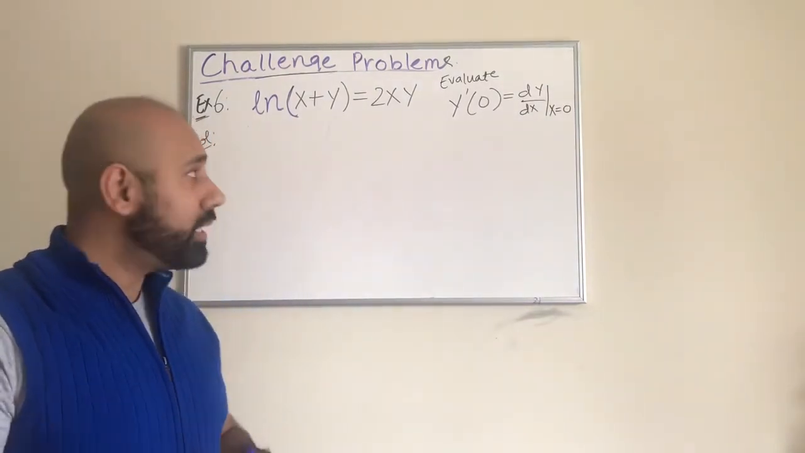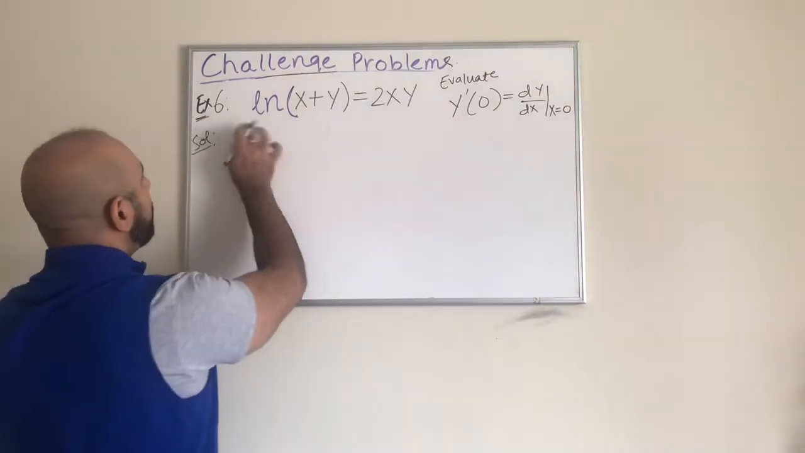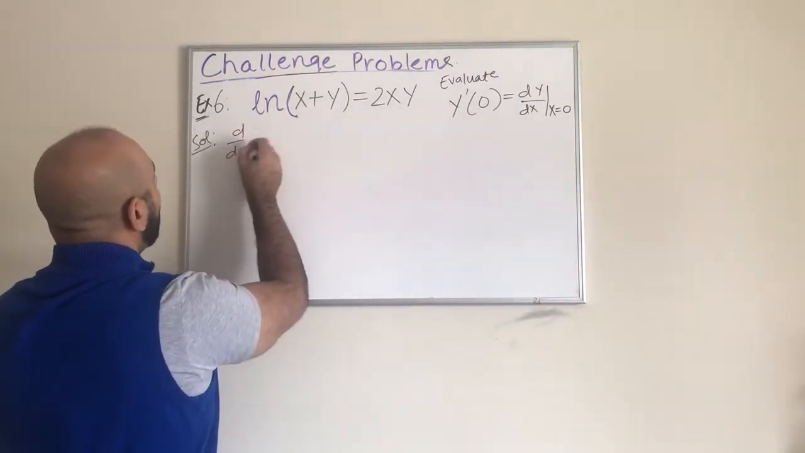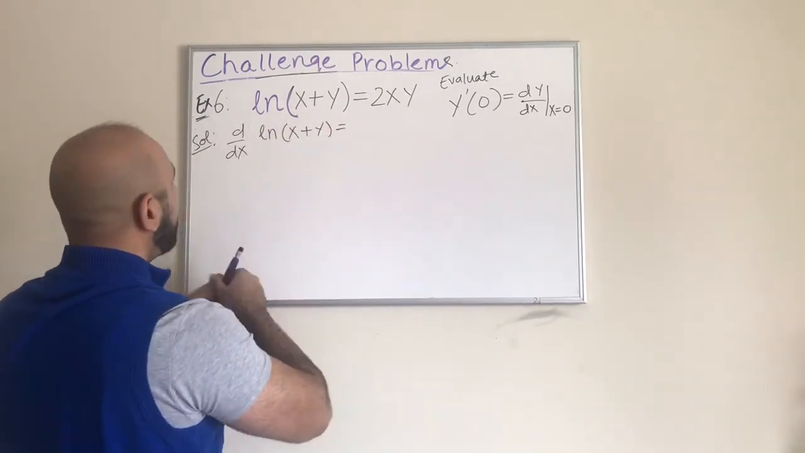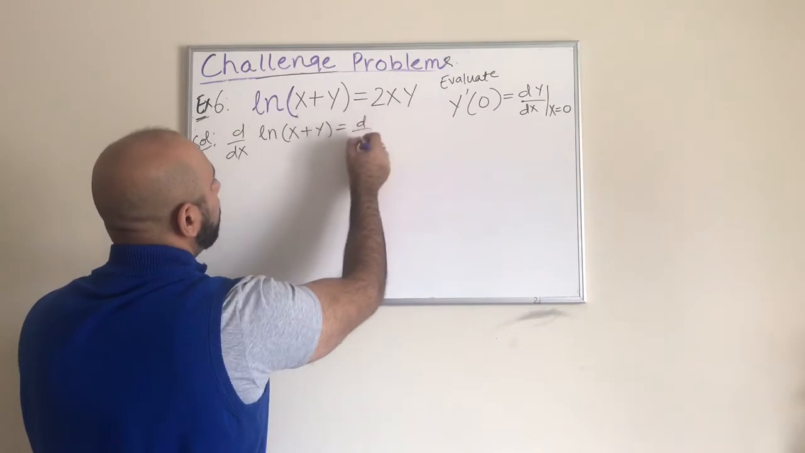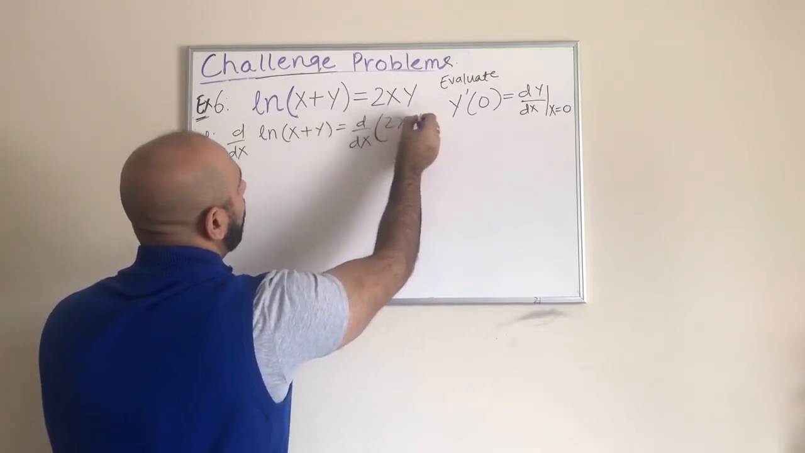So guys, we'll start with applying derivative on both sides. Applying derivative on both sides is d over dx of the ln of x plus y on the left hand side, and on the right hand side same thing, applying d over dx derivative on the right hand side, 2xy.